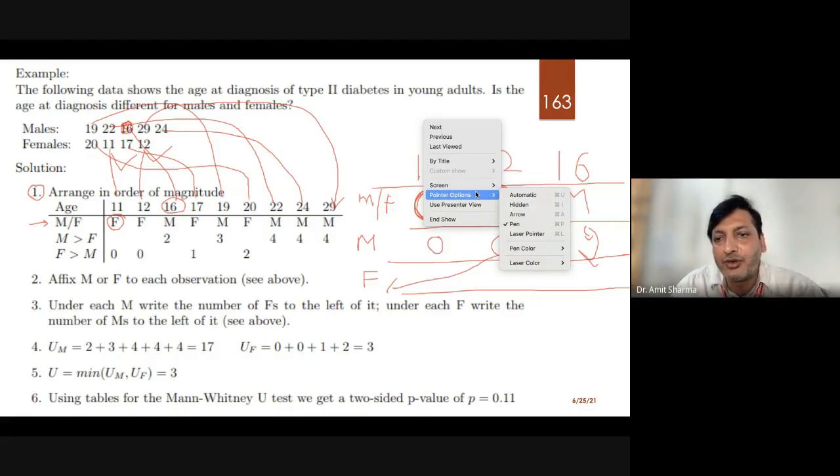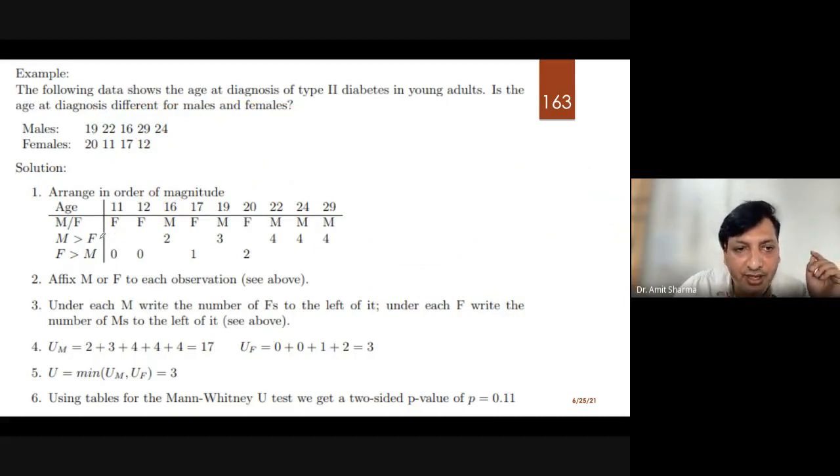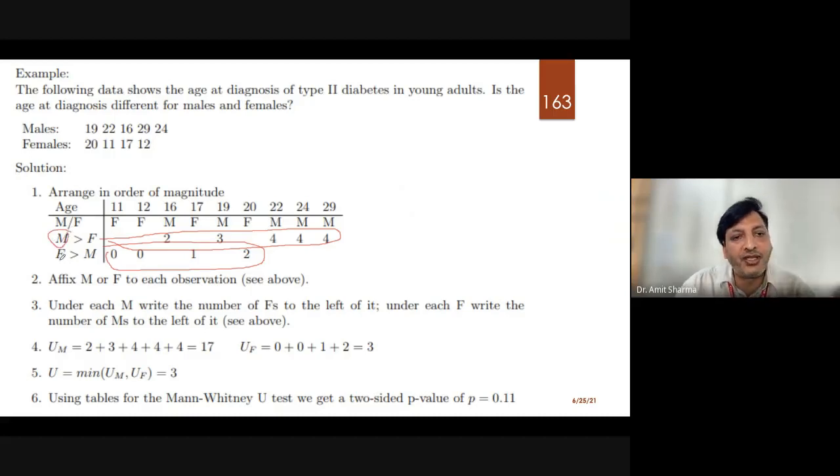under the opposite group and less than that particular value. If we get the answer, we are going to get an answer for this and an answer for this one. That means we have got how many males are there less than female, and how many females are there less than male. And what you have to do, you have to do the sum of this one and the sum of this one.